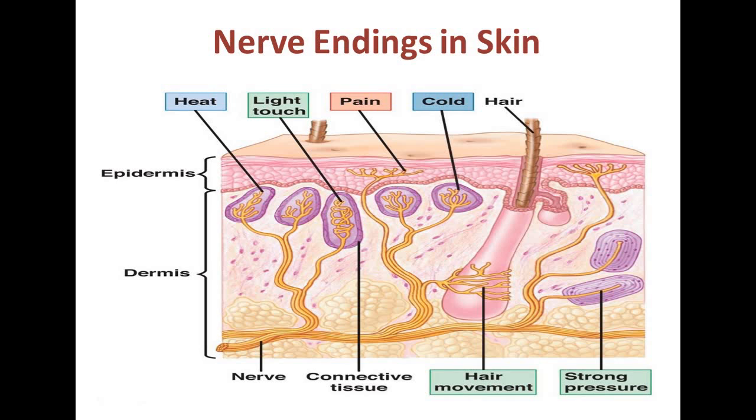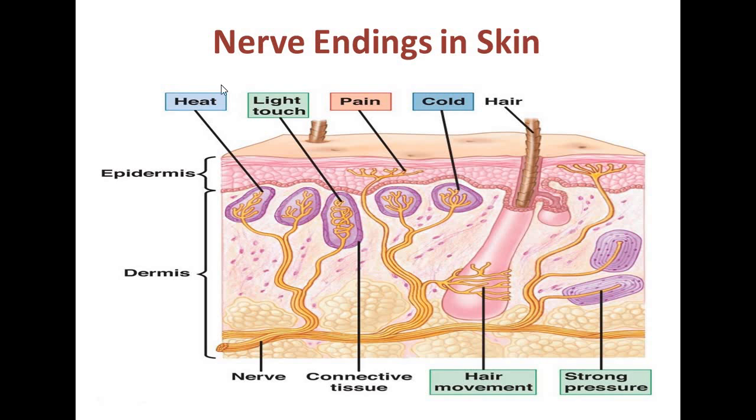Moving on, here we can see a structure of the skin. This structure shows the nerve endings in our skin. Nerve endings are the ends of the nerve cells which help us sense touch or any change. For example, here we can see the outermost layer, the epidermis, and the inner portion is the dermis of the skin, and there are many nerve endings present over here.